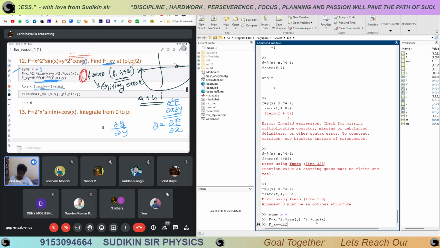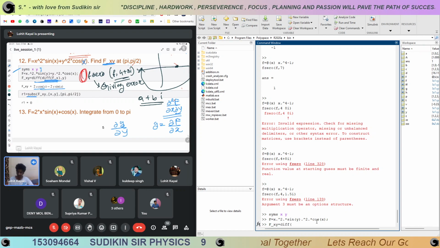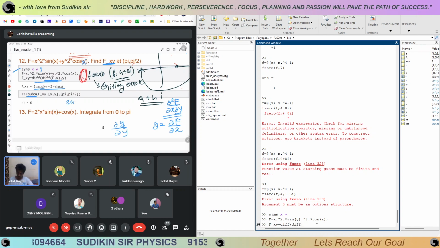Now in the code, this is the command for that, subs. Subs means substitute.